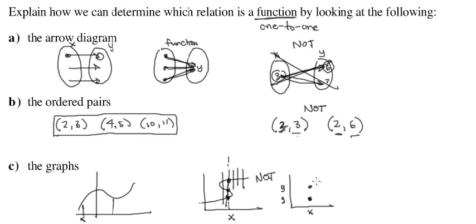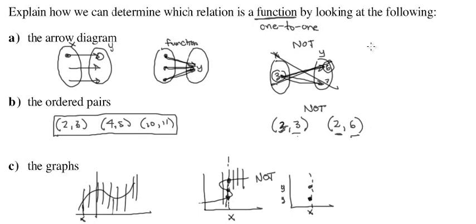If you have stacked points like this, a vertical line will hit both of them. That fails the vertical line test. It's not a function. This curve, if you try the vertical line test, you can draw vertical lines anywhere you like. You will only hit this curve once. That means it is a function. It's one-to-one.